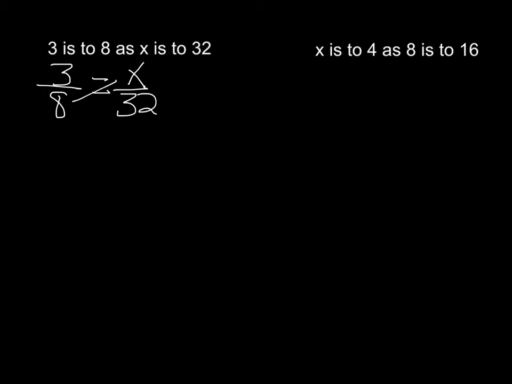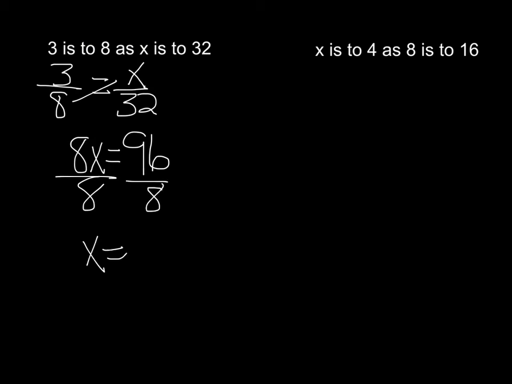So we will have 8x equals 3 times 32, which is 96. Then when we divide both sides by 8, we will get that x equals 12. That's just setting it up from words. Just set your proportion up just like it says: 3 is to 8 as x is to 32.